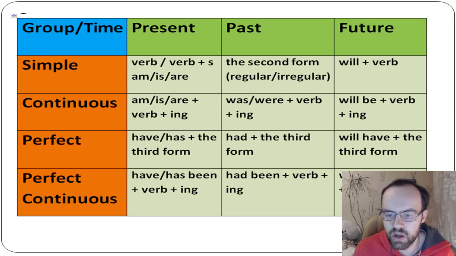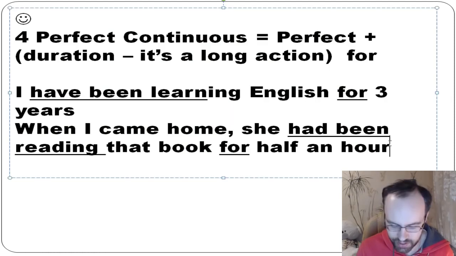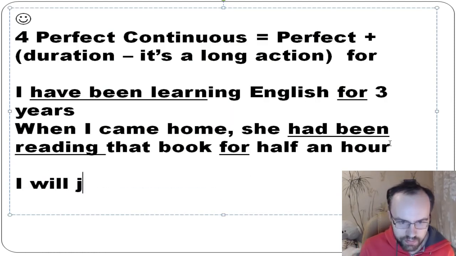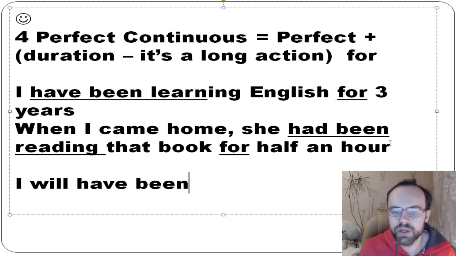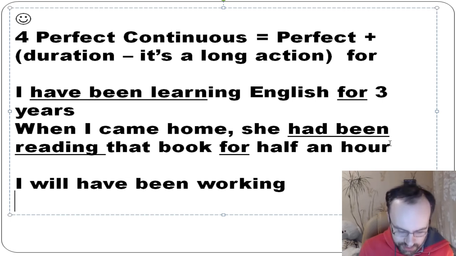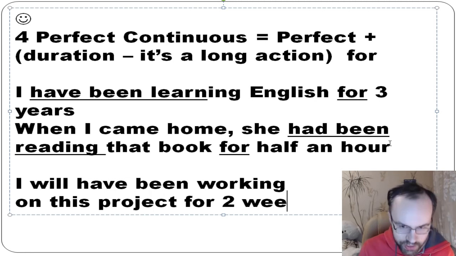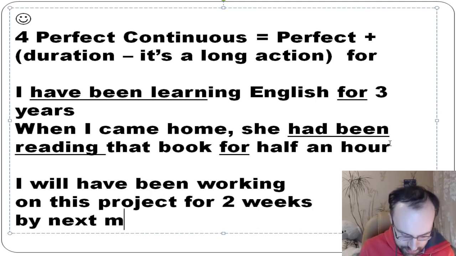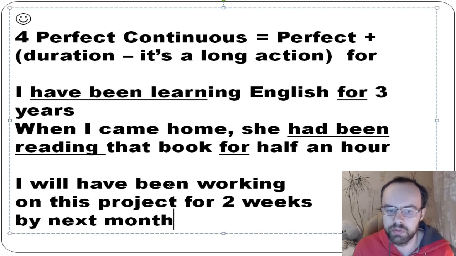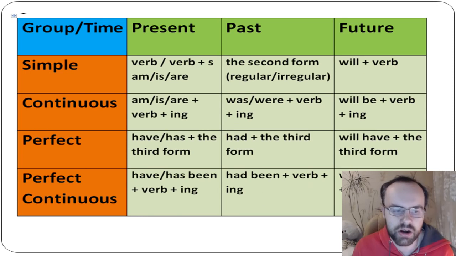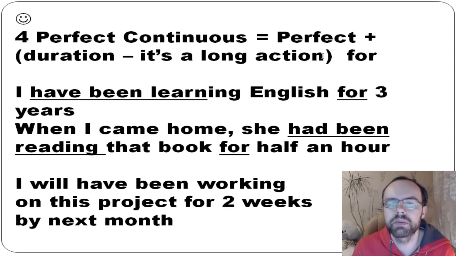And future perfect: will have been plus verb plus ing. So it's like future perfect plus "by." For example, I will have been working on this project for 2 weeks by next month. It's exactly what you see here. As I told you, it's perfect plus "for."